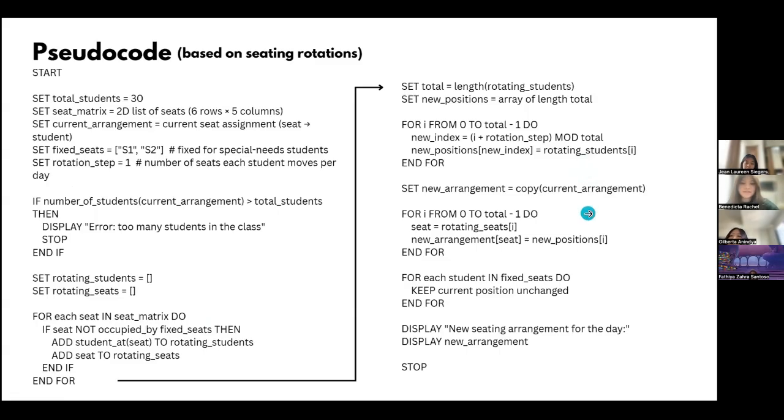Okay, my name is Rachel. So here's another pseudocode based on seating rotations. It begins by setting the total number of students, and the pseudocode will ensure that special needs students remain fixed and there are no duplicate errors. And the result is clear, and it shows the repetition of routines. Next.